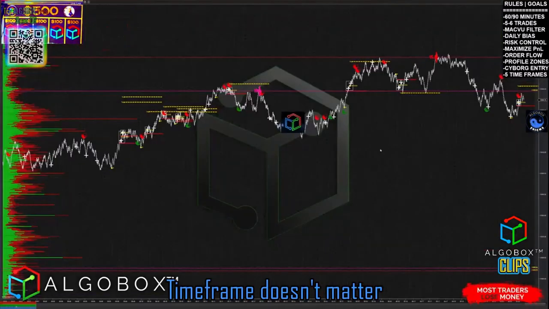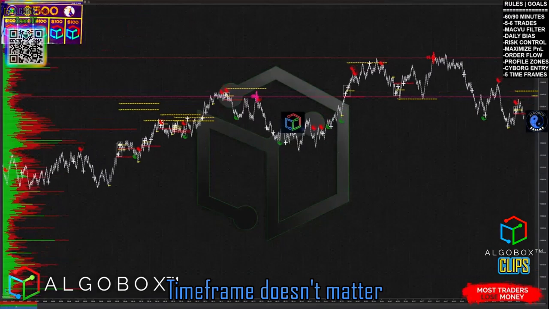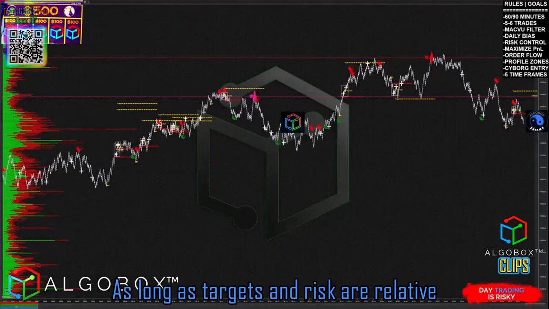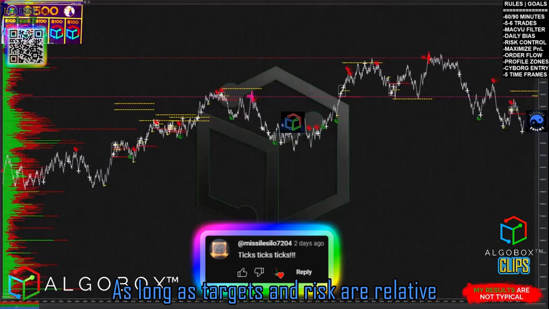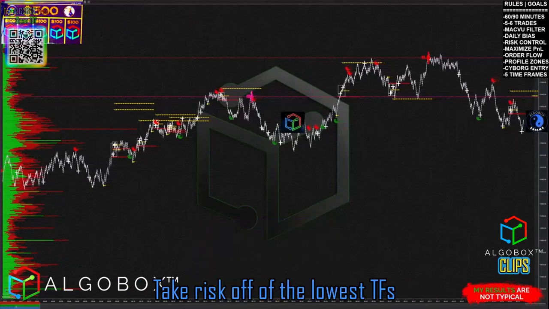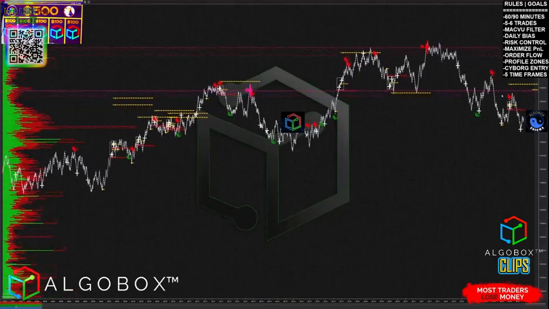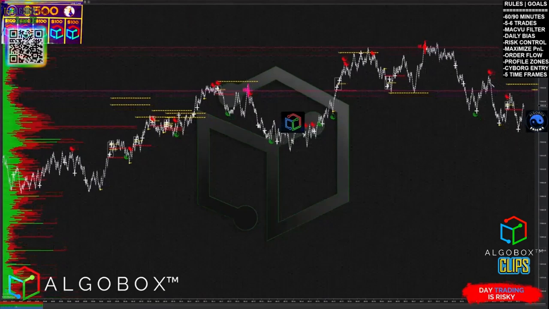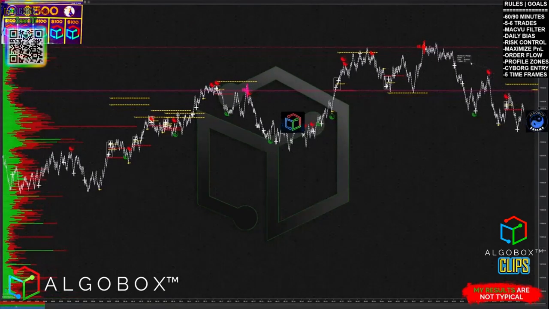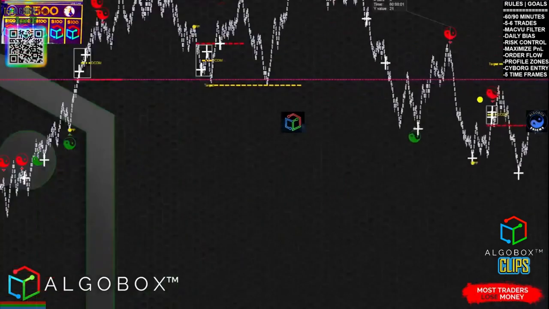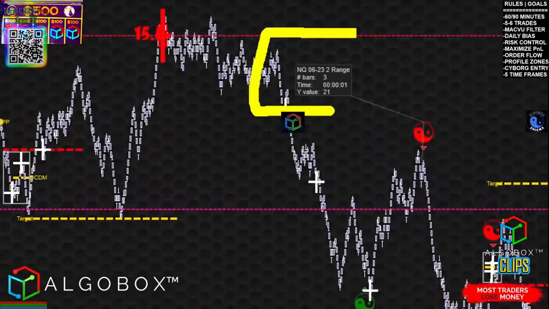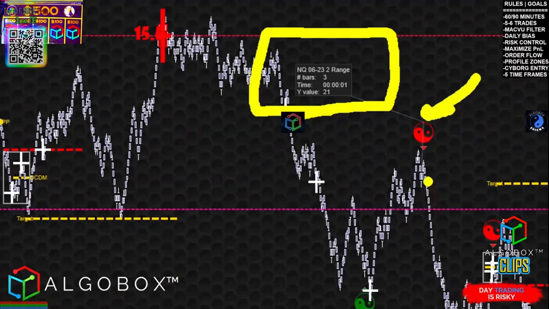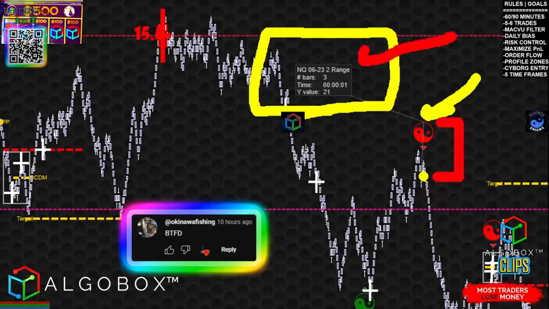It doesn't really matter which time frame you go on, as long as you remember it's relative to your targets and your risk. So I like to take the risk off of the lowest time frames, because I'll give you a measurement right here. This is on a 2 range, but if I measure with the ruler tool, on an entry you're probably going to get in right about here. So we measure to the back of the Enigma, and you'll see this is 21 ticks to the back of the Enigma from where you're going to enter. So the distance here to here, 21 ticks on the twos.